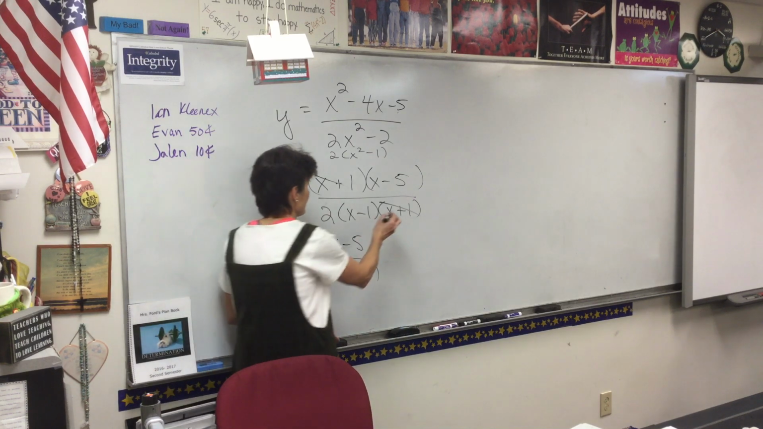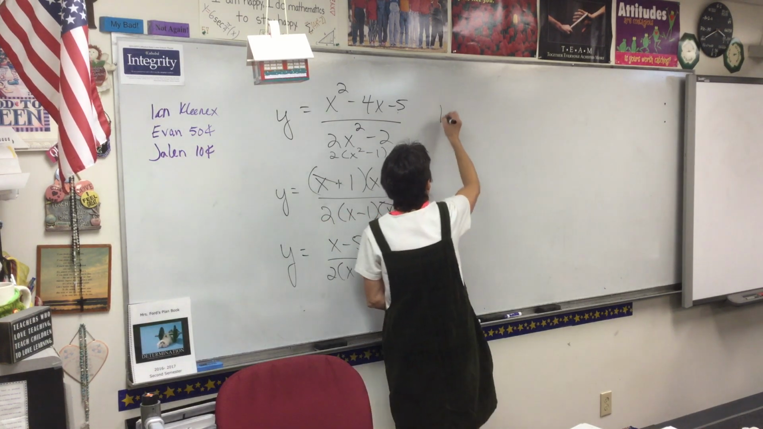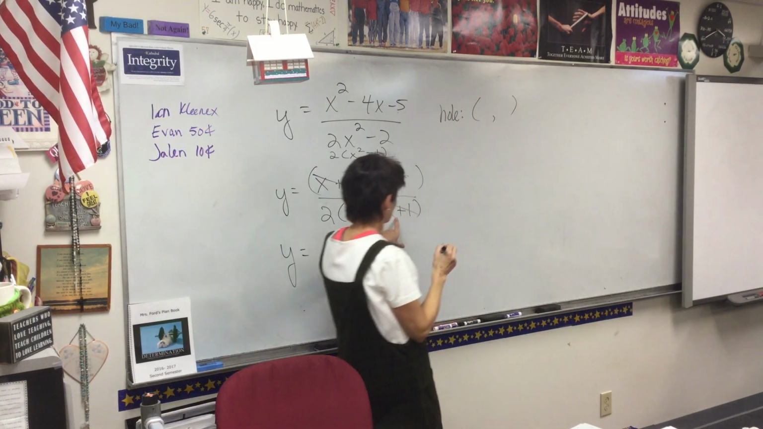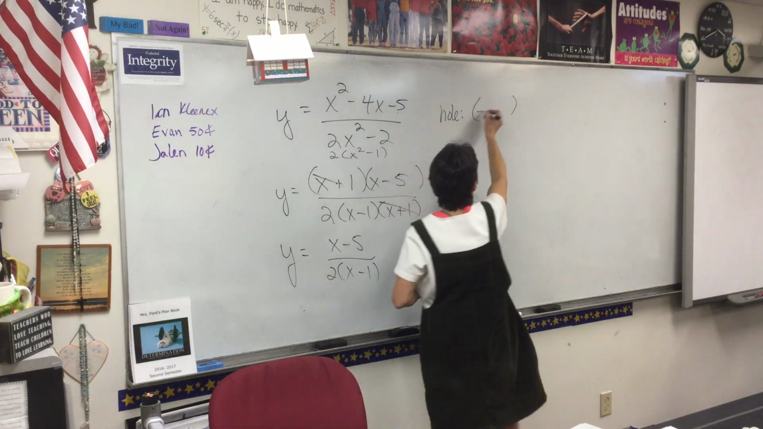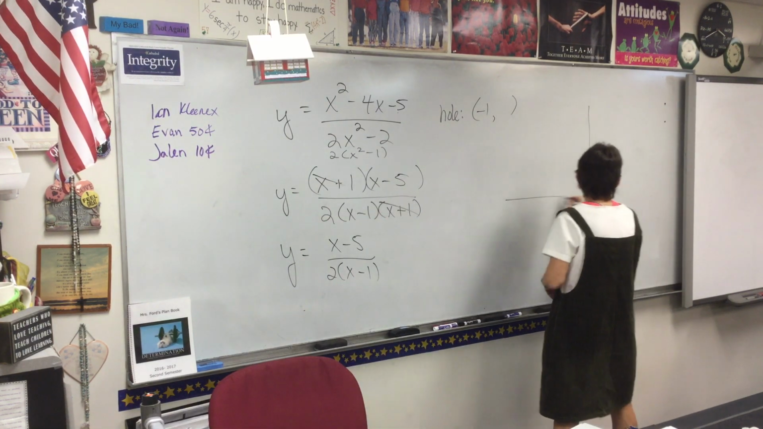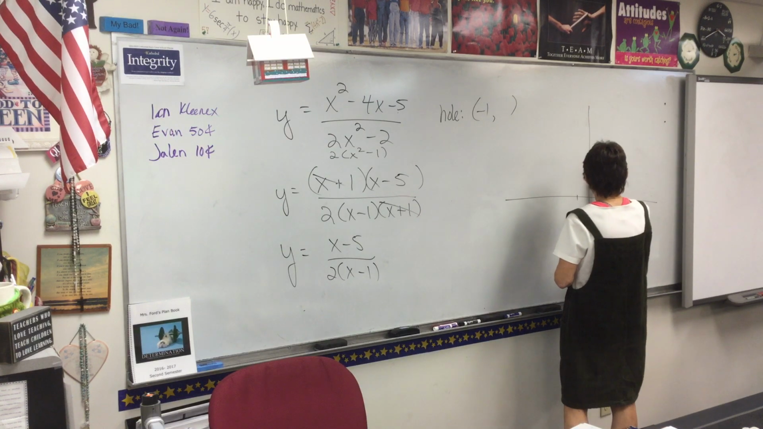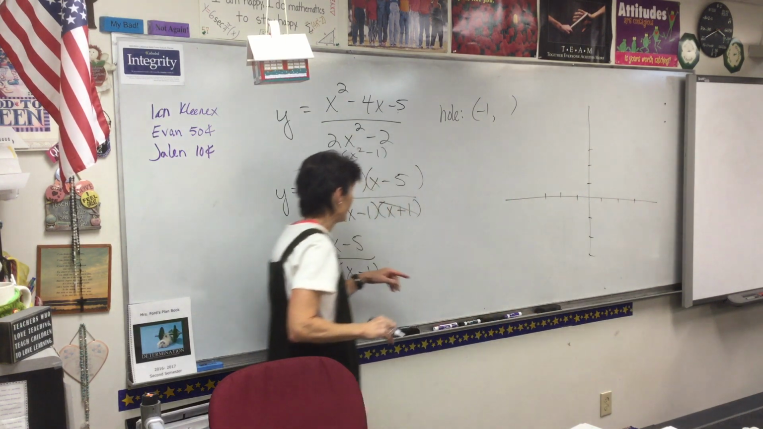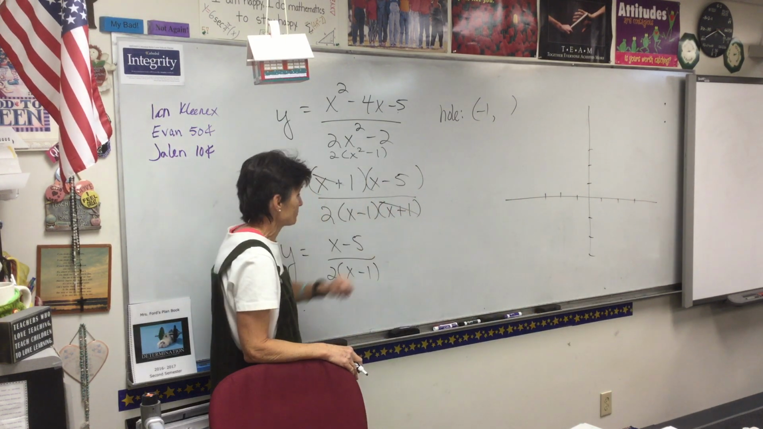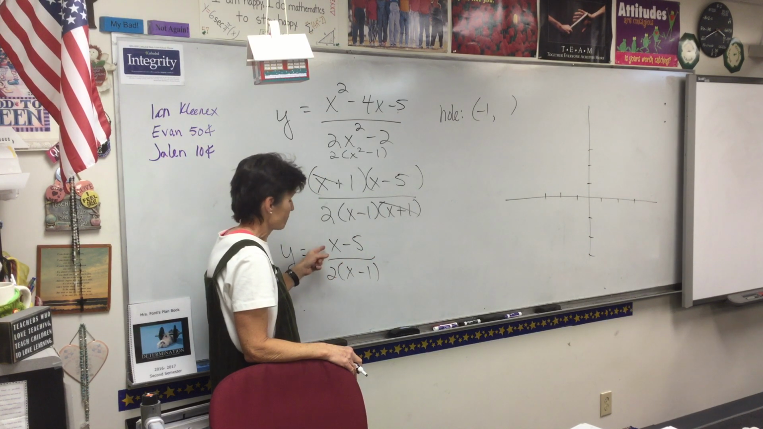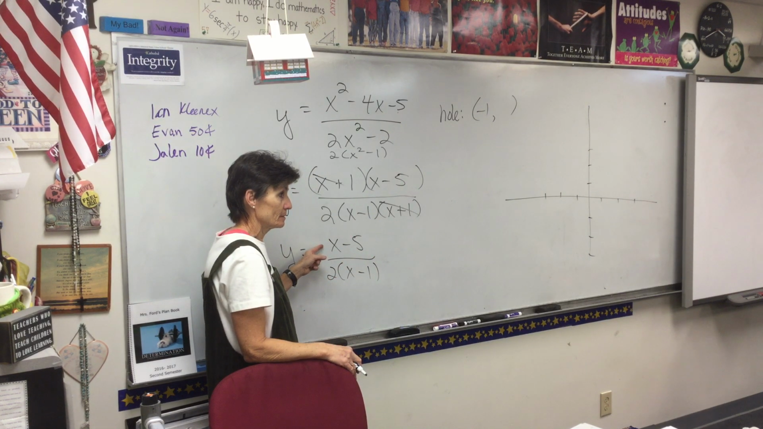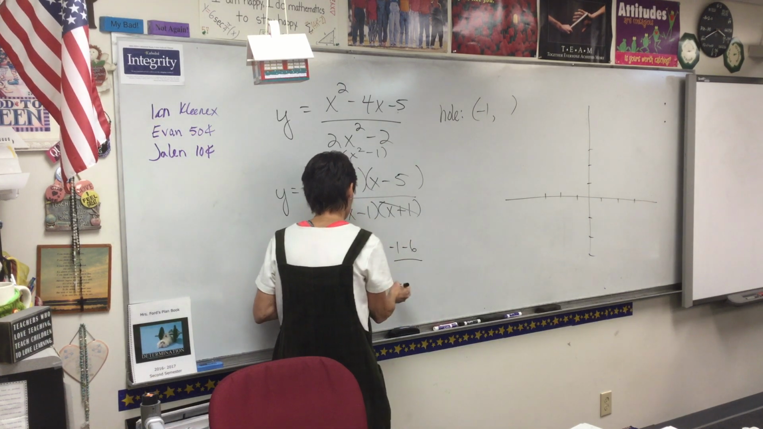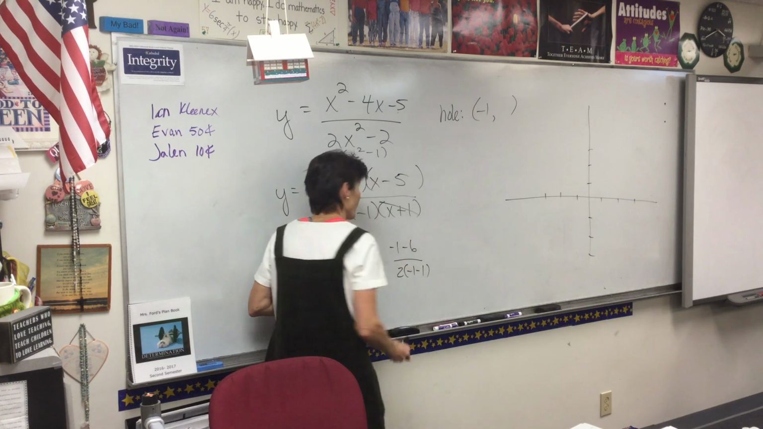What does this cancellation mean? We're going to have a hole. And the hole is going to be where? Where x is -1. Now, if x is -1, I'm going to plug that in and get y, right? So I have -1 minus 6 and 2 times -1 minus 1.